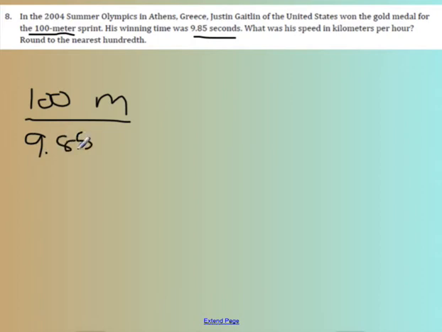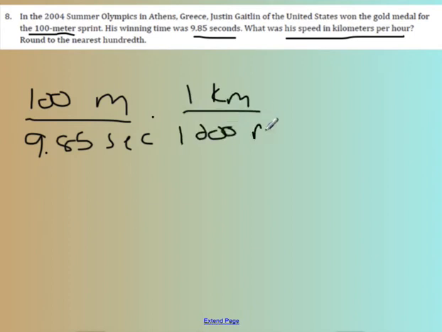Let's take a look at number 8. In 2004, the Summer Olympics in Athens, Greece, we're talking about a 100-meter sprint. So how fast can you do that in a 100-meter sprint in 9.85 seconds? So you can do 100 meters per every 9.85 seconds. It wants us to figure out what his speed was in kilometers per hour. So first I want to take meters and convert it to kilometers. For every 1 kilometer, there's 1,000 meters.